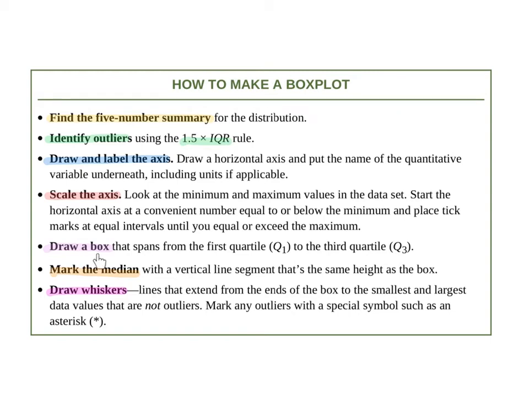You draw the box. The box starts at Q1 and ends at Q3. And then a line that you'll draw somewhere between Q1 and Q3 is your median. That's going to break up your box there. And then you draw your whiskers. Those are lines that extend from the ends of the box to the smallest and the largest data values that are not outliers, like in that last example. And then you mark any outliers with a special symbol, such as an asterisk.